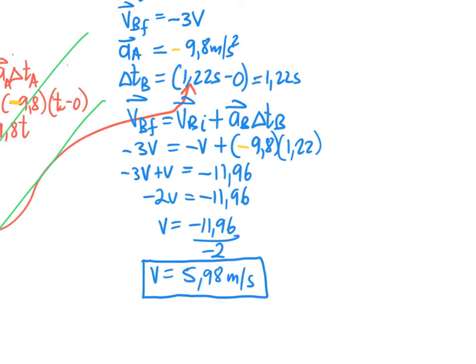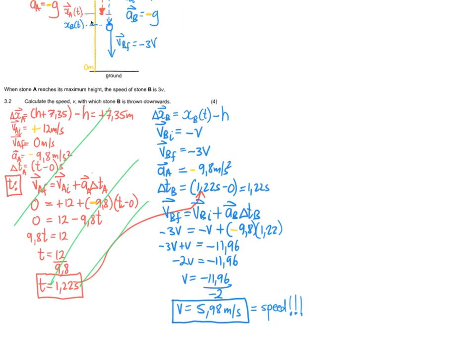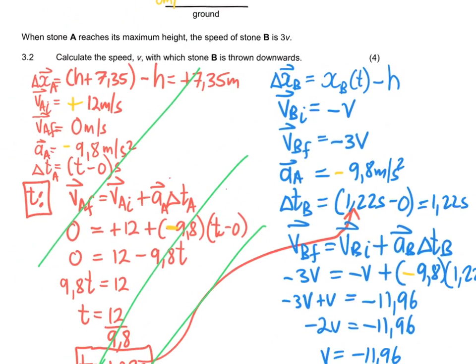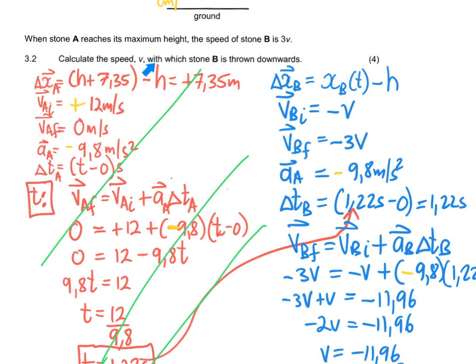Now note, this is the speed. This v is the speed. It's the magnitude of the velocity that it was originally thrown down. So that's not the velocity, it's the magnitude of the velocity that it was thrown down. So we now have answered the question: calculate the speed v with which stone B is thrown downwards.